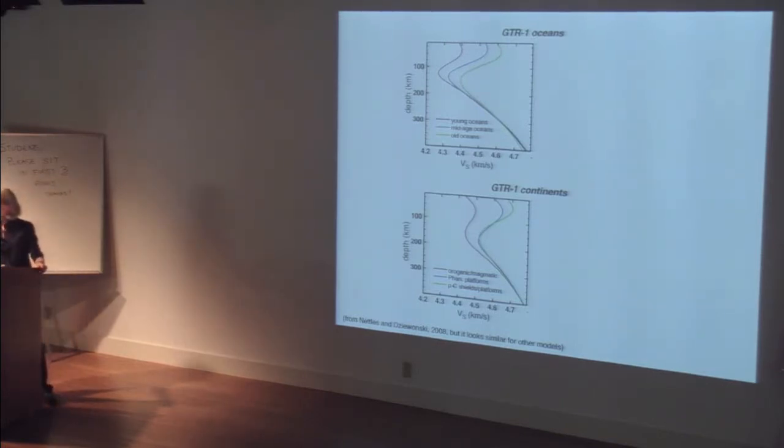I was wondering approximately where the average adiabat intersects the solidus under the continents. Where would that fall?